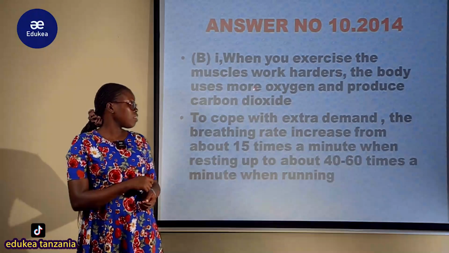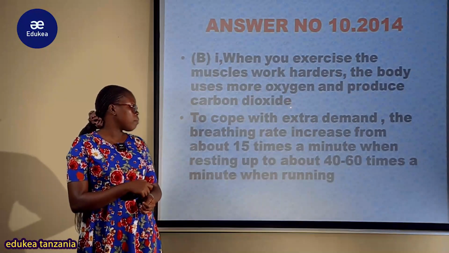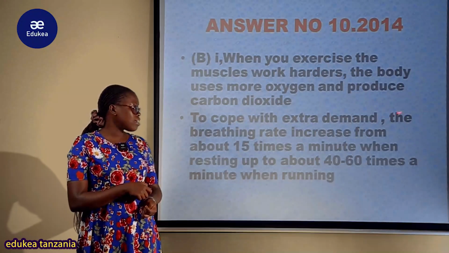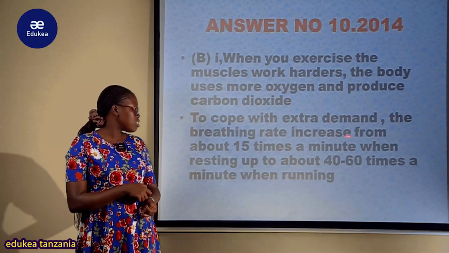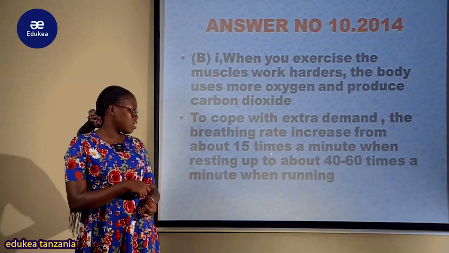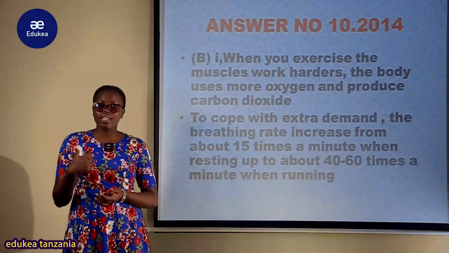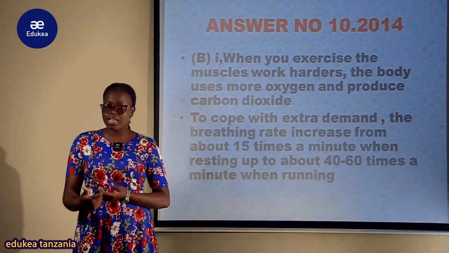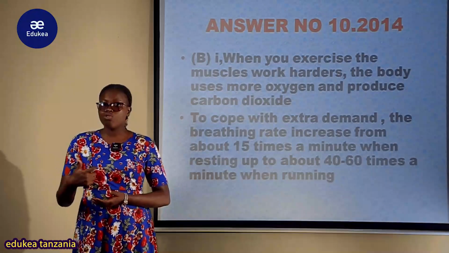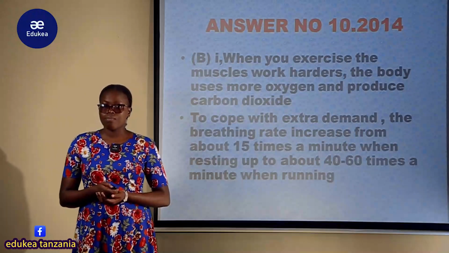So the muscles work harder, the body uses more oxygen and produces carbon dioxide. To cope with the extra demand, the breathing rate increases from about 15 times a minute when resting up to 40 to 60 times a minute when running. Because the breathing rate increases for the uptake of oxygen, to ensure a constant supply of this oxygen to these muscles.